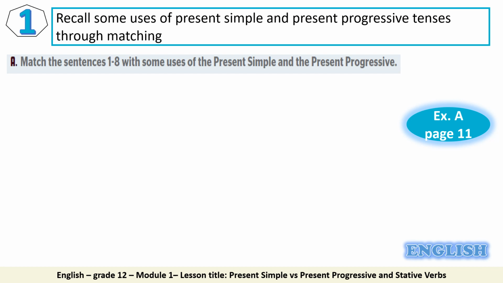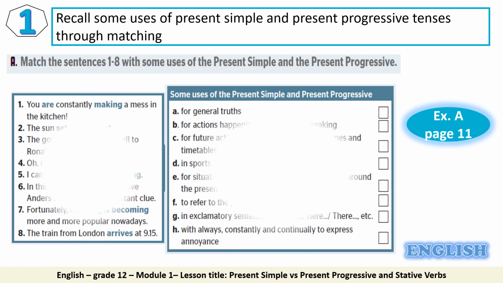And now it's time to go back to our first main point and main objective, which is to recall some uses of present simple and present progressive tenses through matching. For this, we need to open our book's page 11, exercise A. Match the sentences 1-8 with some uses of the present simple and the present progressive. Here is our activity.